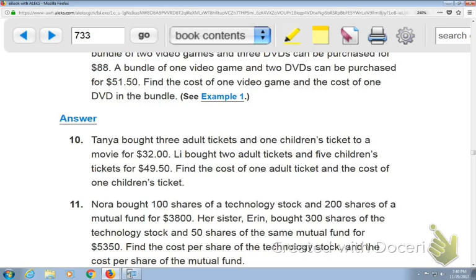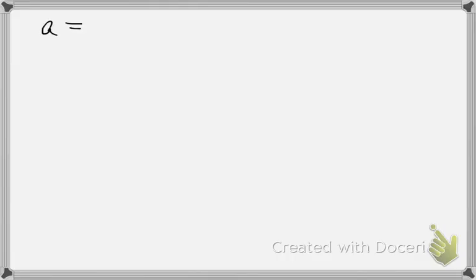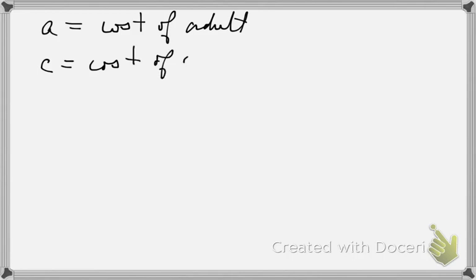Find the cost of the adult ticket and the cost of the children's ticket. All right? So they're asking us to find 2 things, right? The cost of adult and the cost of children's ticket. So if we want, A is the cost of adult ticket. C would be the cost of a child's ticket.